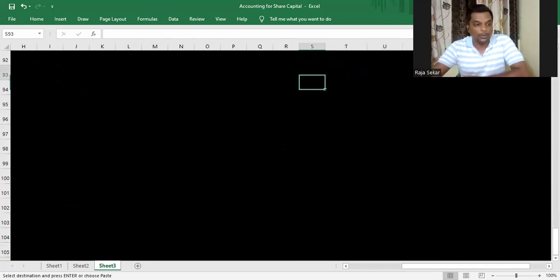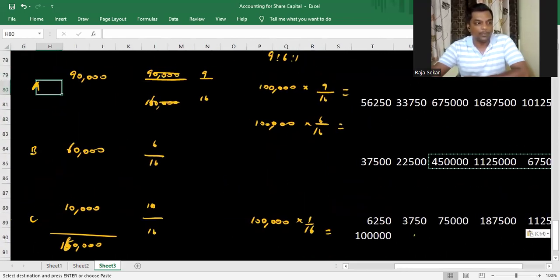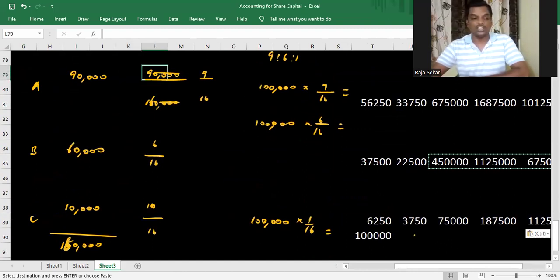I hope you understood what pro rata allotment is. It is that we are allotting shares in the proportion in which the applications were made by the shareholders, instead of outright rejecting all the applications of any particular shareholder. We are allotting shares to everyone in the proportion of their applications.